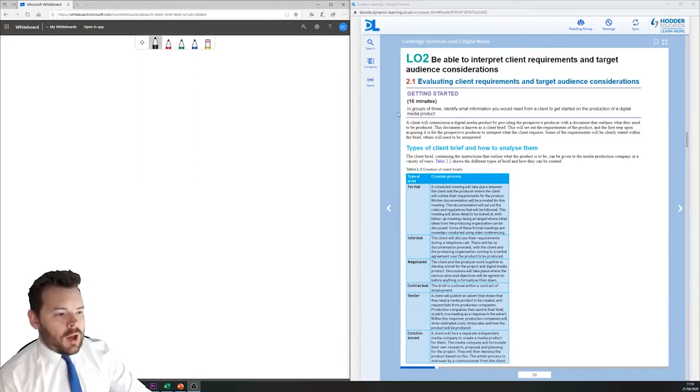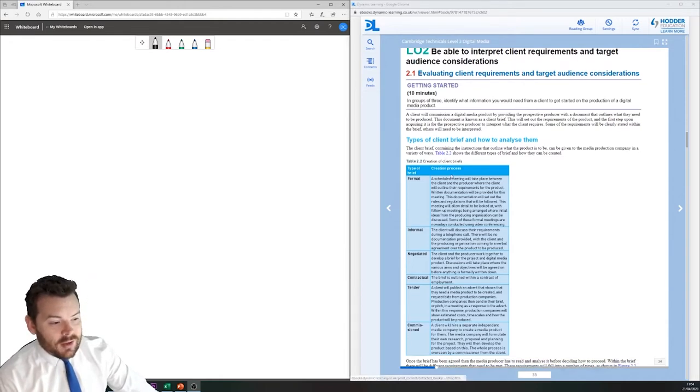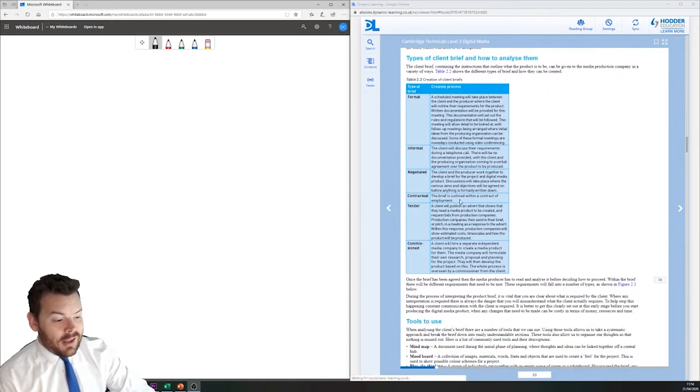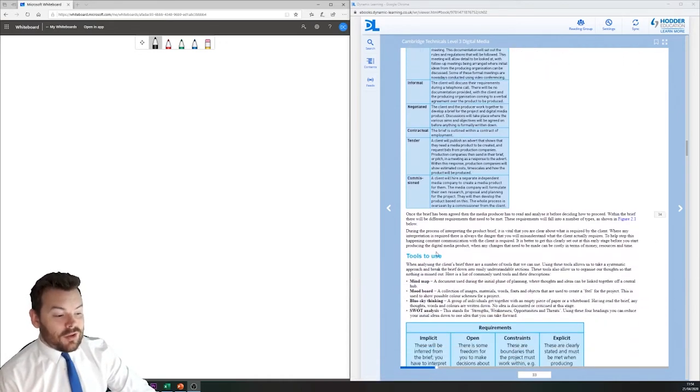What I would like you to do for this week is to read the 2.1 section here, evaluating client requirements and target audience considerations. I'm not going to go too much into this one because I've got an example that I'm going to go straight into. Here we've got the different sorts of client briefs that you may be given at any point and the different tools that you can use.